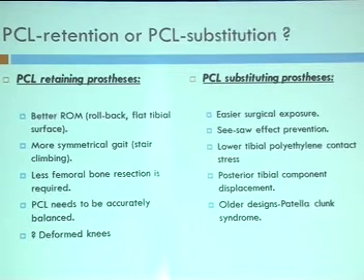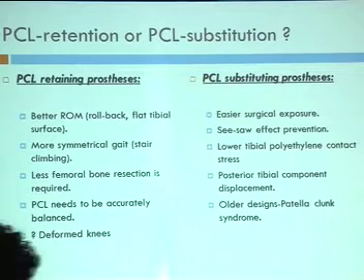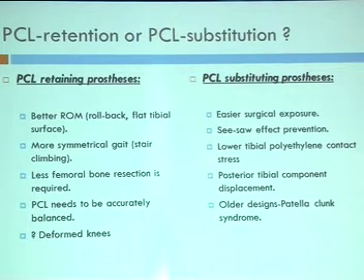If you do retain the PCL, there is better range of motion and more symmetrical gait. This is not proven in case control studies. Less femoral bone resection is required. The PCL needs to be accurately balanced, and it is questionable for very deformed knees, which we normally get. With a PCL substituting prosthesis, there is an easier surgical procedure. The seesaw effect is prevented. There is lower tibial polythene contact stress. Posterior tibial component displacement is possible, and older designs had a patellar clunk syndrome, which is not present now.